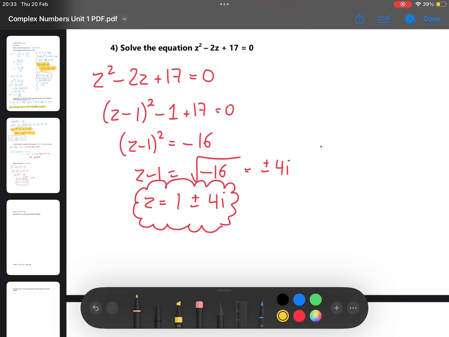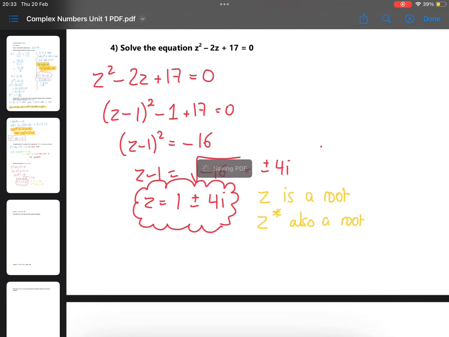And remember that if z is a root, then z star also is a root. And we can see that here when we have 1 plus 4i and its conjugate 1 minus 4i, both being roots of the quadratic equation.